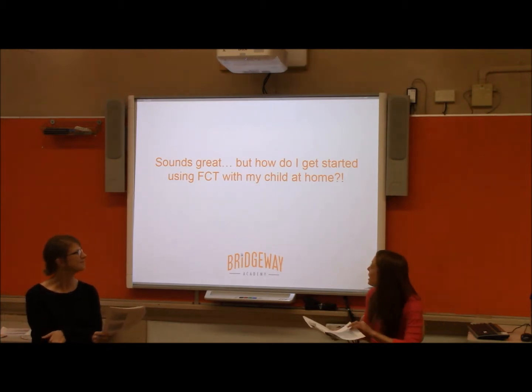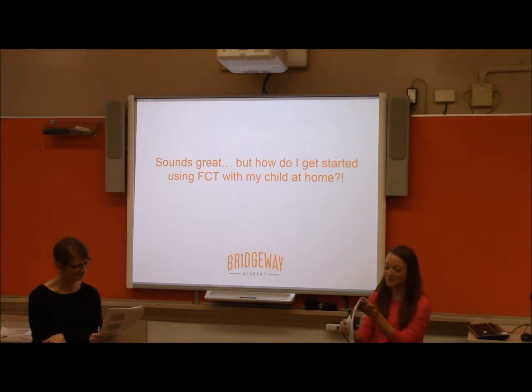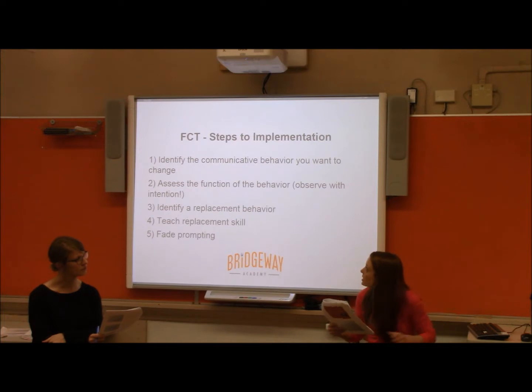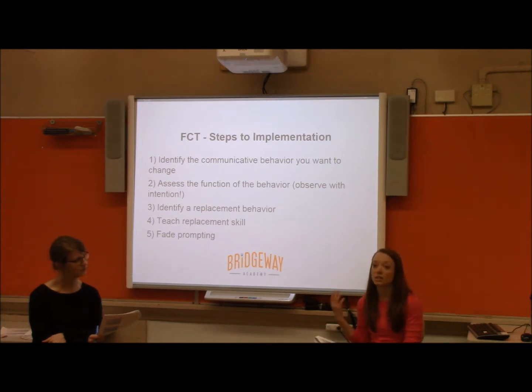Sounds great, but how do I get started using FCT with my child at home? The steps to implementation include: one, you want to identify the communicative behavior that you want to change. So what's the maladaptive, interfering, less appropriate behavior that you want to shape or change. Two, you want to assess the function of the behavior. So basically this means you want to observe with intention.